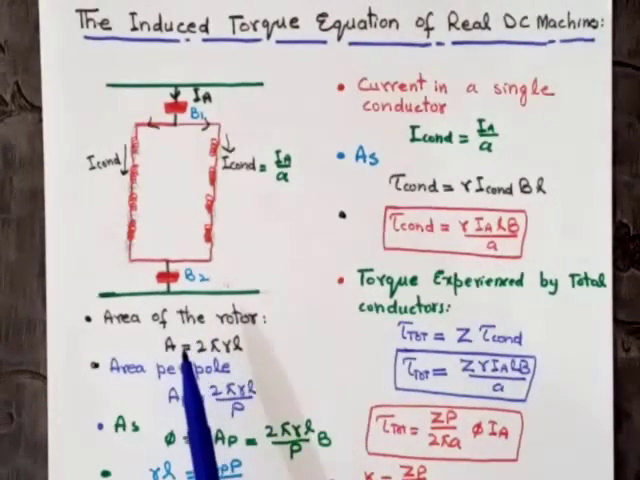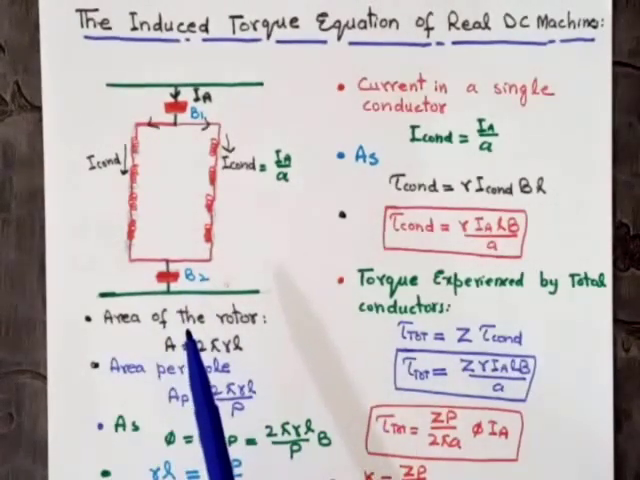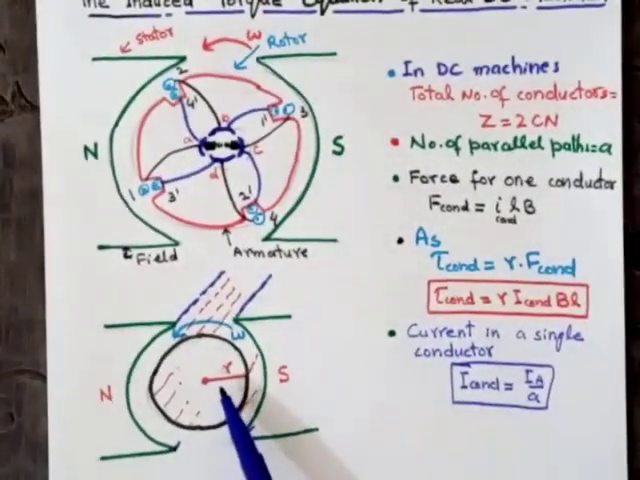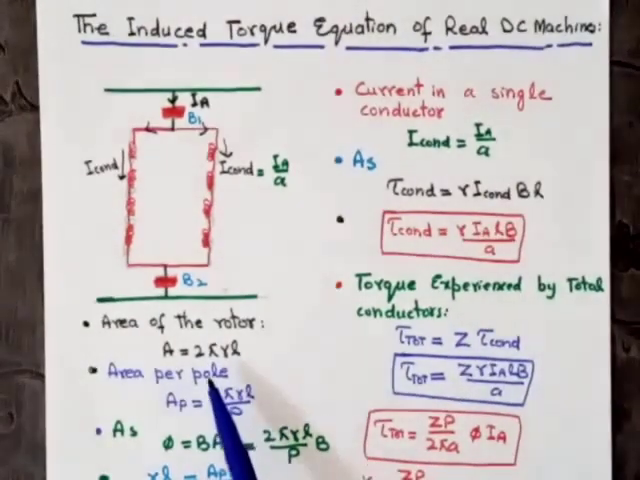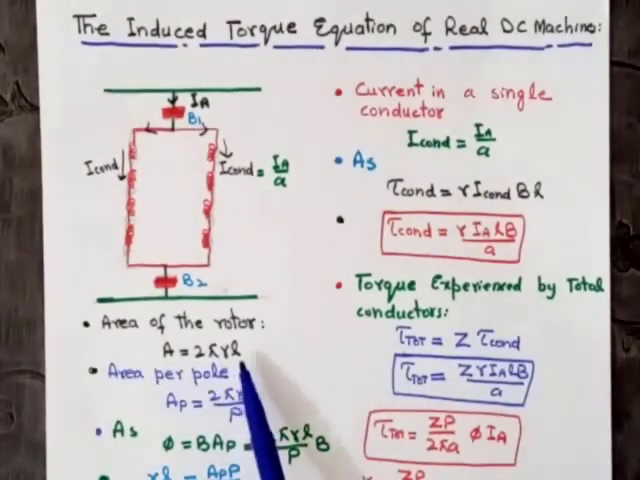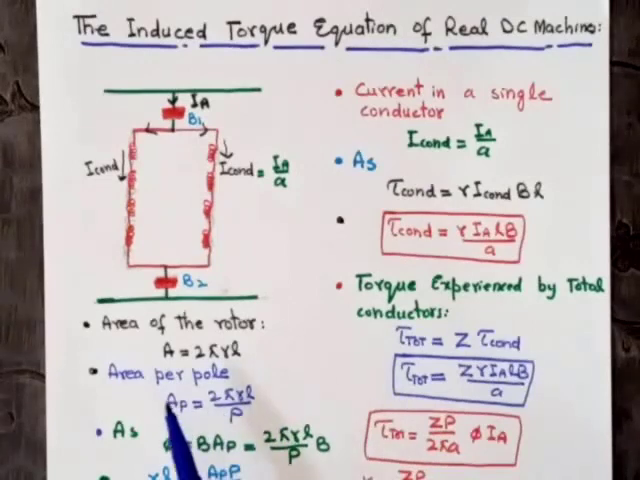As we know, the shape of the rotor is in the form of a cylinder, as you can see in this figure. The area of the cylinder is A equal to 2 pi r L. If we want to find the area of a single pole, the area of the single pole will be A equal to 2 pi r L over the number of poles. If we divide the total area by the number of poles, we get the area of the single pole.